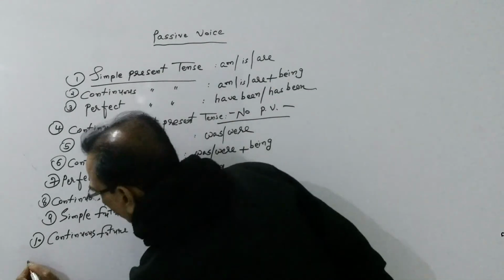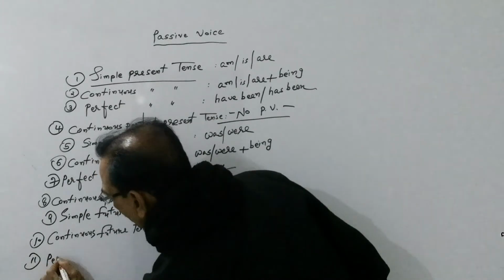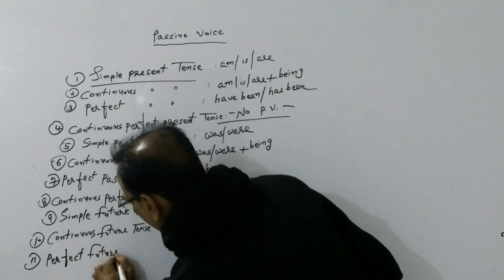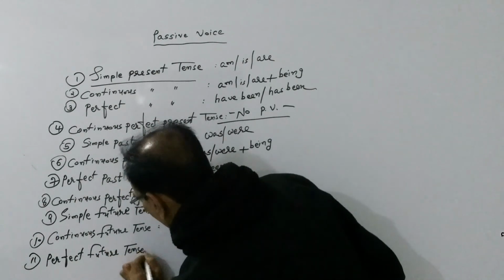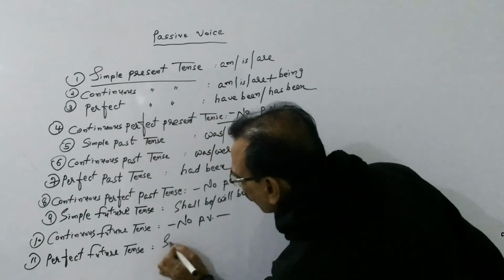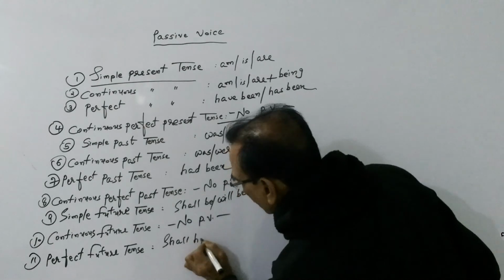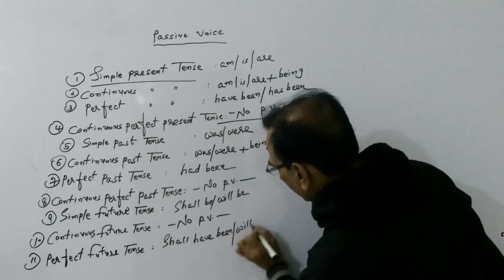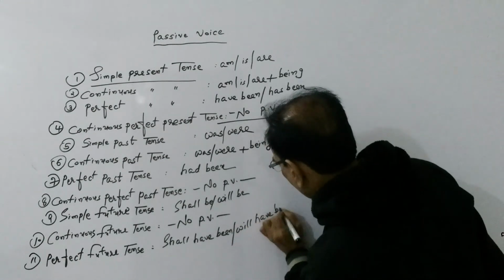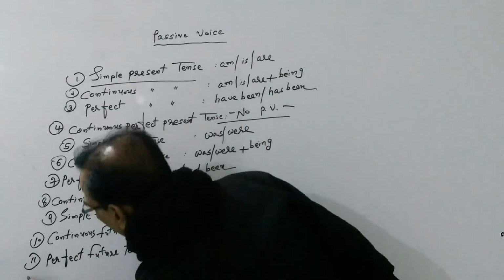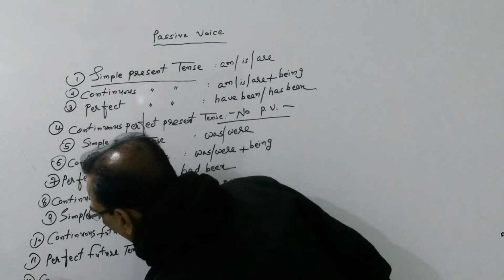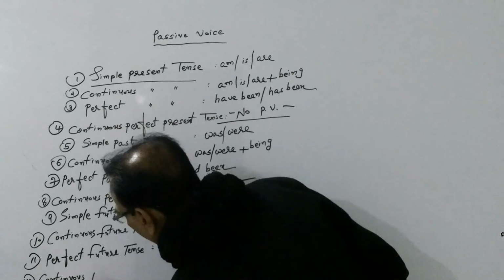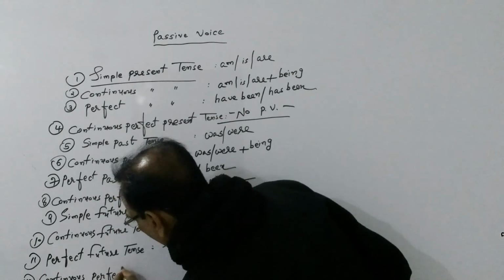Now 11th is future perfect tense. In future perfect tense, friend, we use shall have been or will have been. And the last one is future perfect continuous tense.